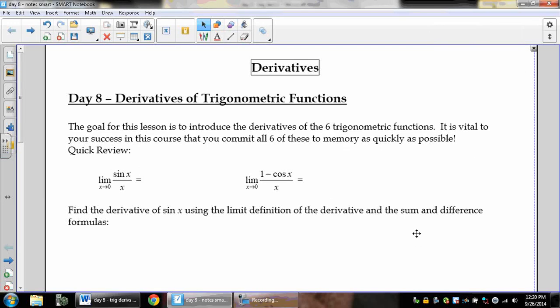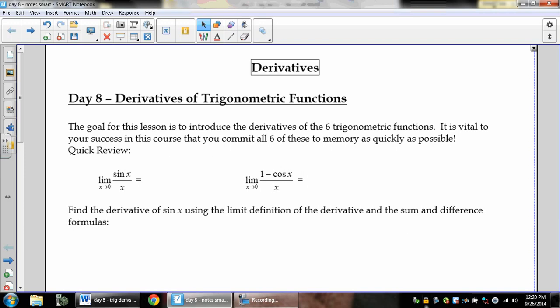Welcome to the derivatives of trig functions. I will forewarn you, part of today's lesson is going to be stuff that you probably don't care about, but I care about it, and it's important to me that you know where these trig derivatives came from. They didn't just fall out of the sky when Newton and Leibniz invented calculus and said, here's the derivatives, just live with it. There's a reason that these derivatives are the way that they are.